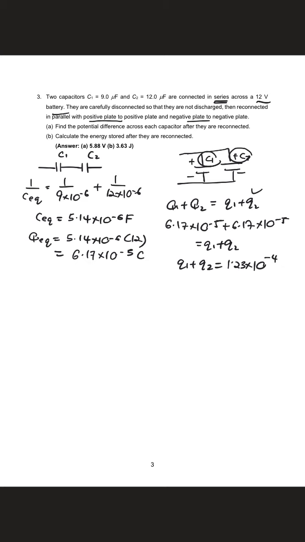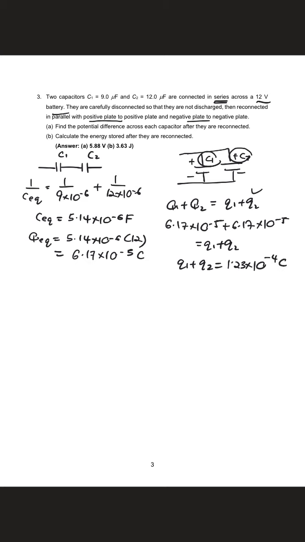I'm going to denote the condition after reconnection as Q1' plus Q2', which is the condition where we can call it equilibrium. It means that there is no more charge moving and the net charge remains the same before and after. Because they are in parallel, the charges are going to add up. So you need to find 6.17 × 10^-5 plus 6.17 × 10^-5. You are going to get the net charge, which is 1.23 × 10^-4 coulomb.